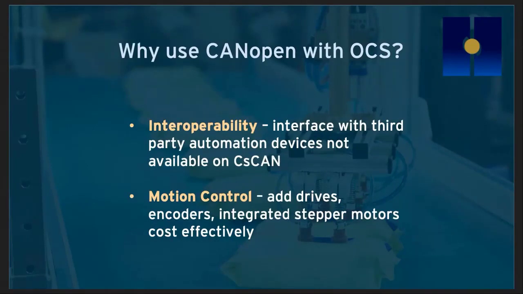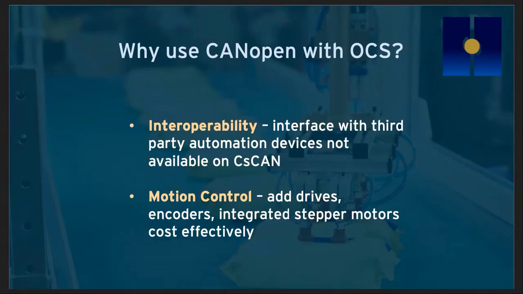Now, why would you use CANopen with OCS? When you have CScan, which is a nice simple network to add I/O, why in the world would you use CANopen? Well, okay, let's say we do need interoperability. We need the ability to interface with a third-party device over a network and not just wired up via I/O. That's not available on CScan. CANopen supports that very well. Let's say we've got a motion control application, even if it's a simple one, maybe just a stepper drive or two.